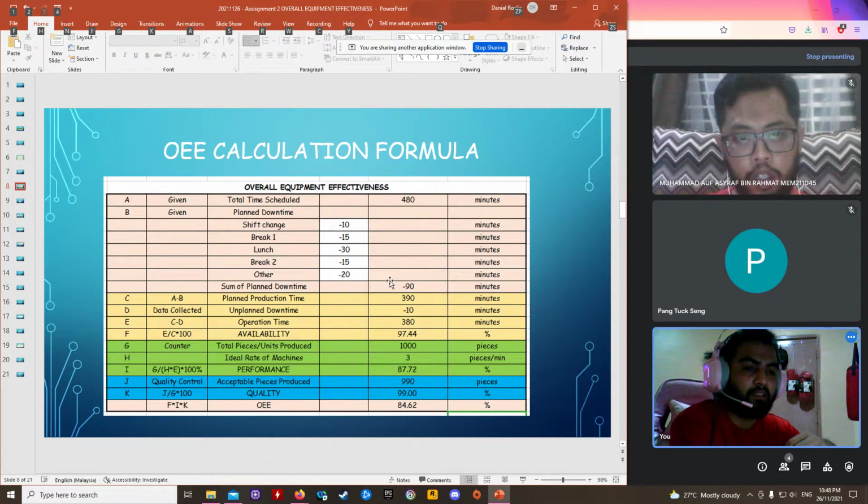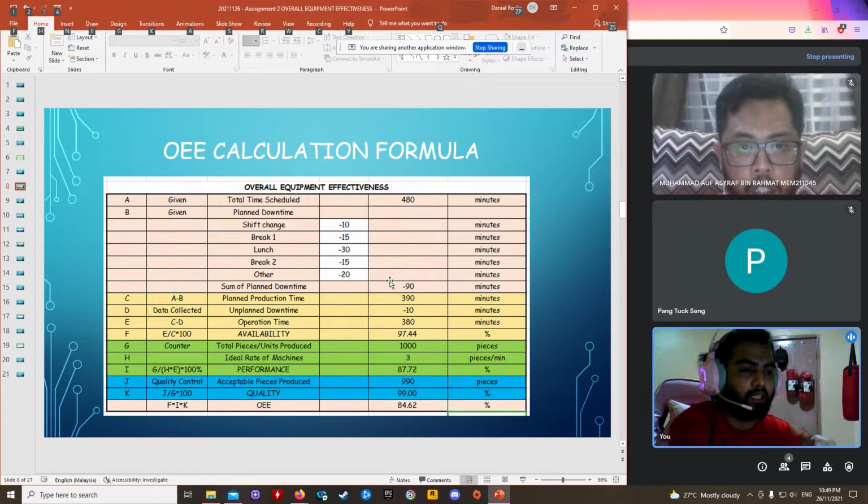And then from the green row, we go to the performance factor. Based on the operation time that we had just now, we can get the performance factor. For example, we have a total of 1,000 pieces of units produced in that 480 minutes per day, and the ideal rate of the machine is producing 3 pieces per minute. Based on that, we can get the 87.72% performance factor.